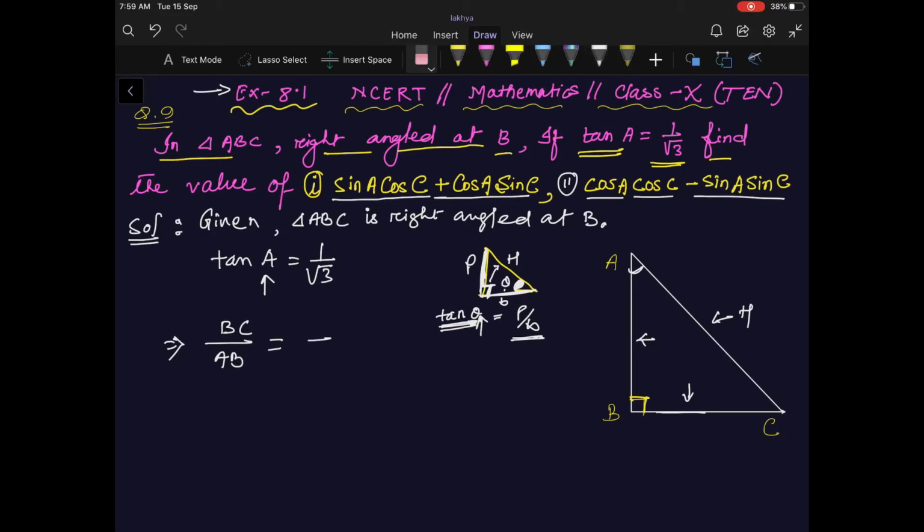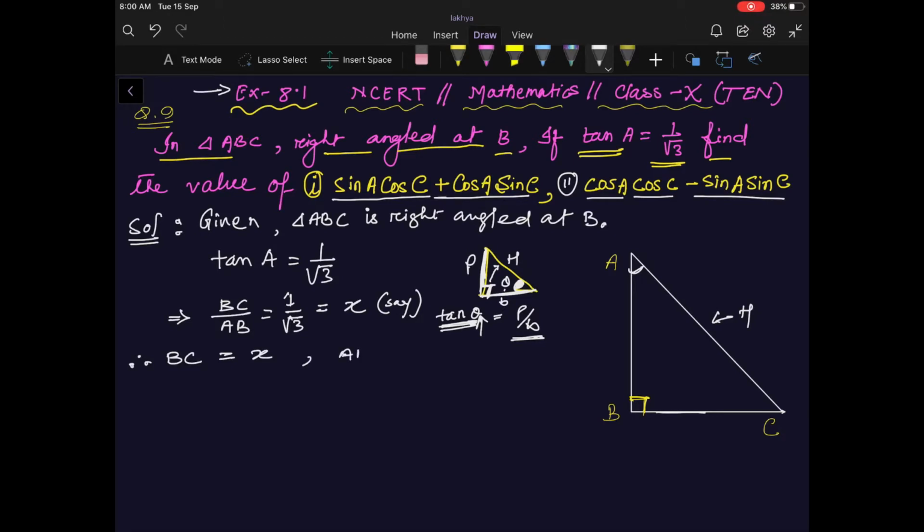Now it is 1 by root 3. Suppose this is equal to x, then therefore BC must be equal to 1 into x, that is x, and AB must be equal to root 3 into x. So now using Pythagoras theorem in triangle ABC, we can find AC.